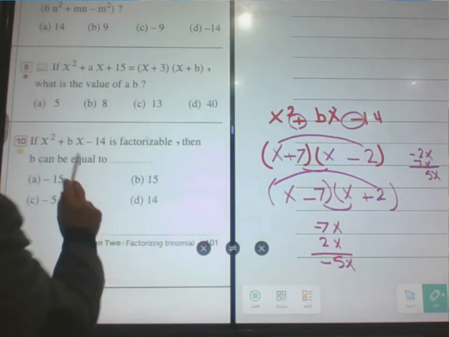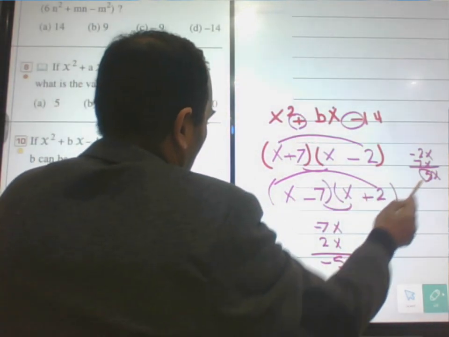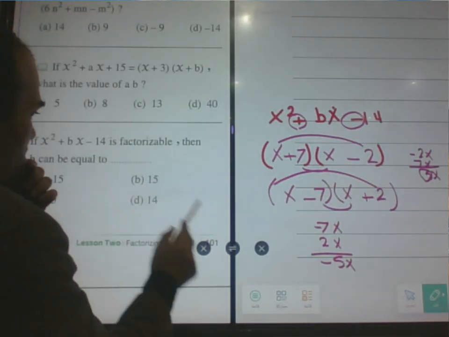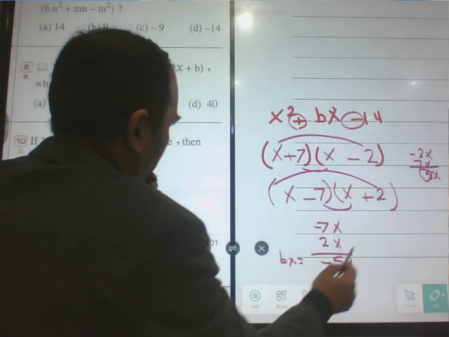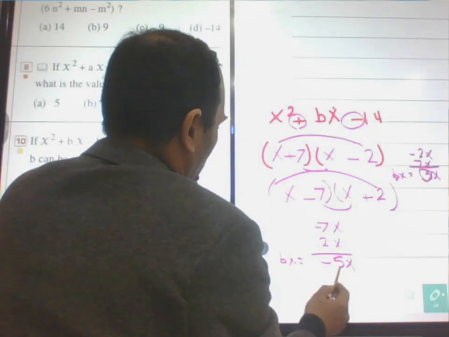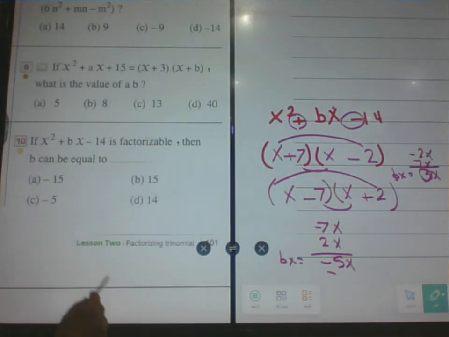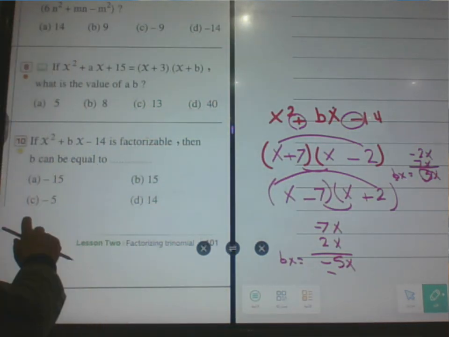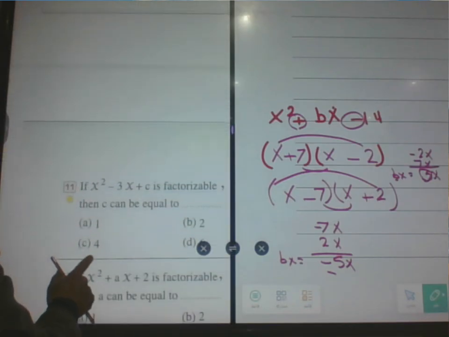Then b may be equal 5 or negative 5. Look at here, bx, then bx equal negative 5x, or bx equal 5x. In the value of b, it will be 5 or negative 5. We have here negative 5, letter C. Choose letter C. It was question number 10.